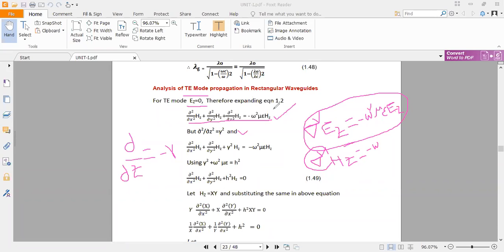Okay. So now, with the variable separable method, what happens? X is the function of X only, Y is the function of Y only. So instead of Hz, you are replacing it with X into Y. X is the function of X only, so Y is taken out. And Y is the function of Y only. Here also there is a mistake. You should write Y square, not X square. So this is Y square. So Y is the function of Y only into h square XY is equal to 0.